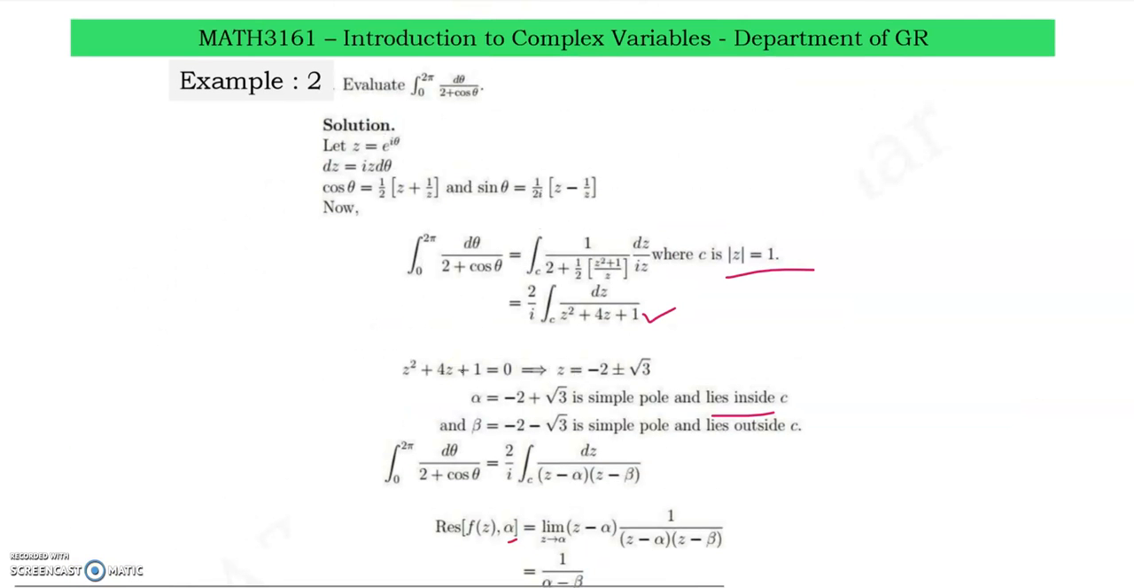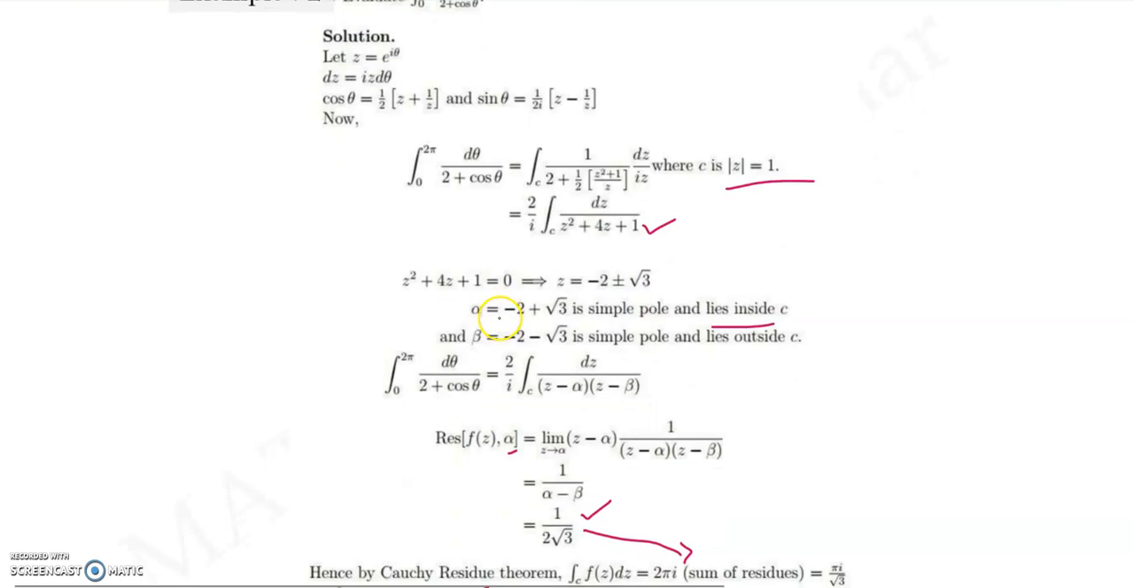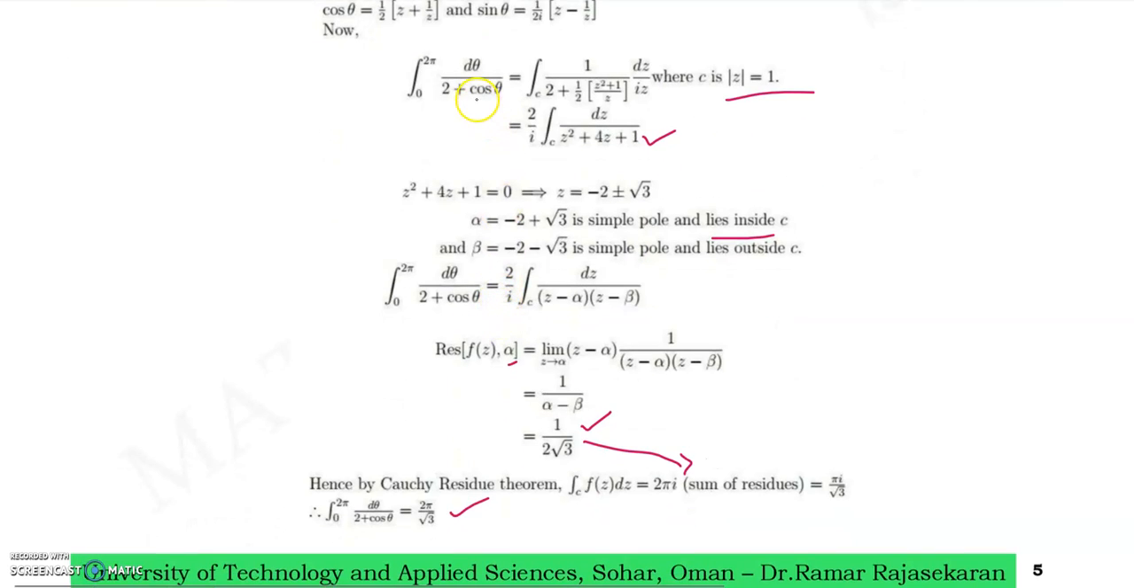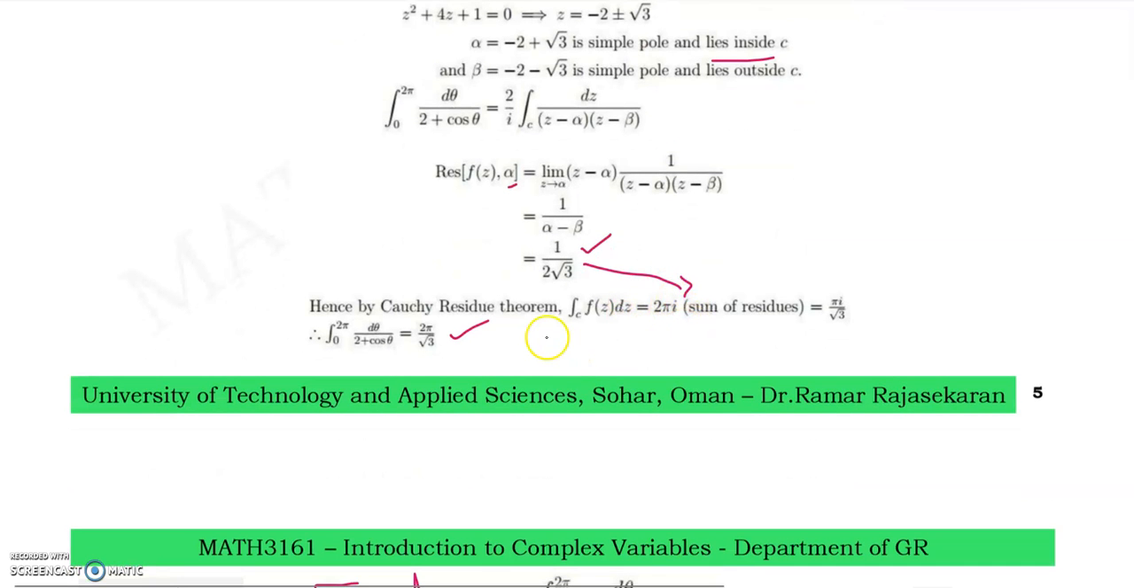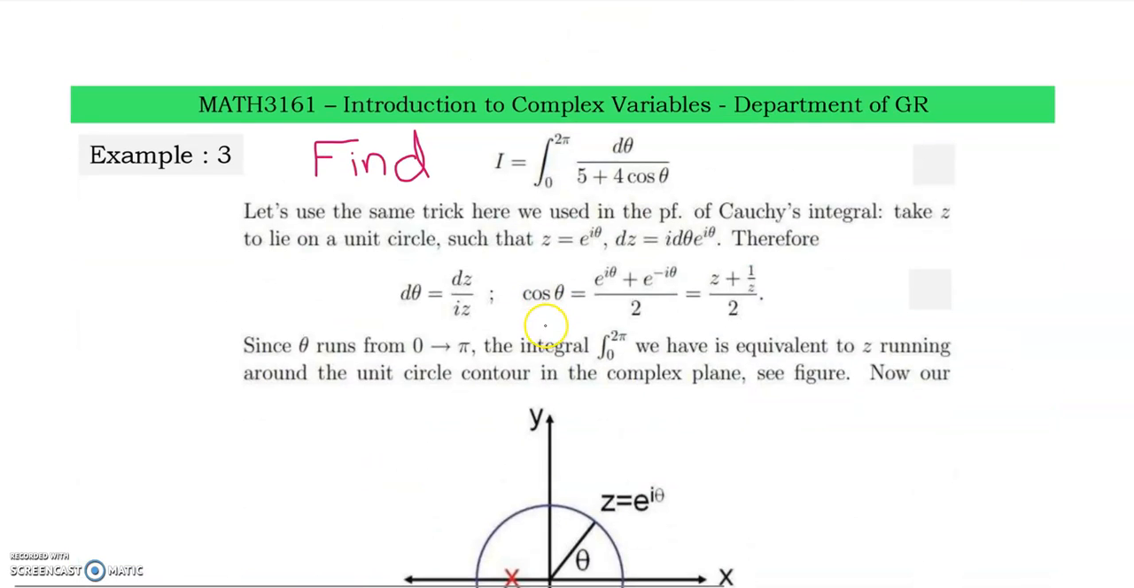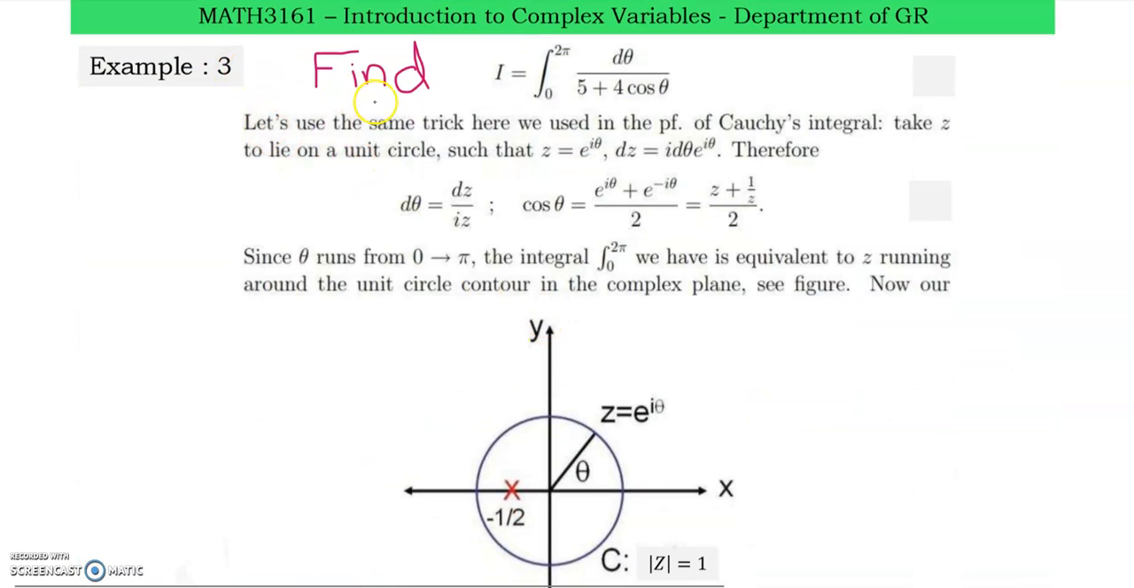Similar procedure: take z, take 1 by z, then we know dz, sine theta and cosine theta. You substitute everything in the given integral and change the function from theta to z. Then find the poles, determine which is inside and which is outside, find the residues of the poles inside, and apply Cauchy's residue theorem. That's it.